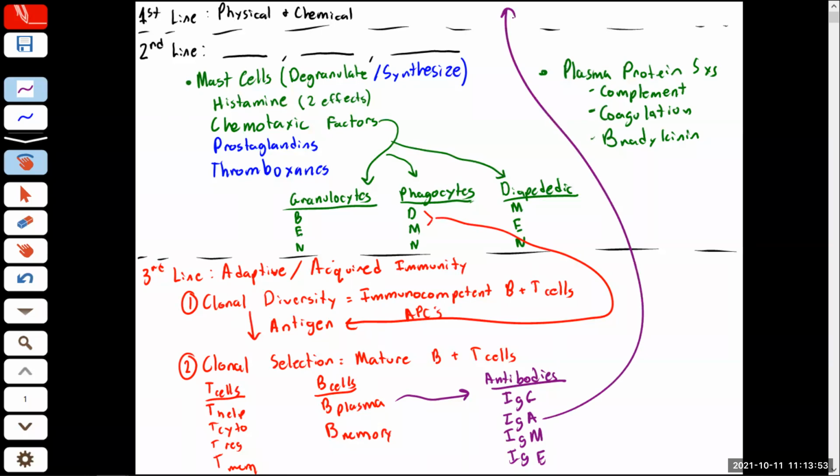Okay. So what I'm getting at is, again, look at this. The third line of defense is helping the first line of defense. There's interaction between these 3. It's not just 3 different people doing 3 different things. They all help each other out.